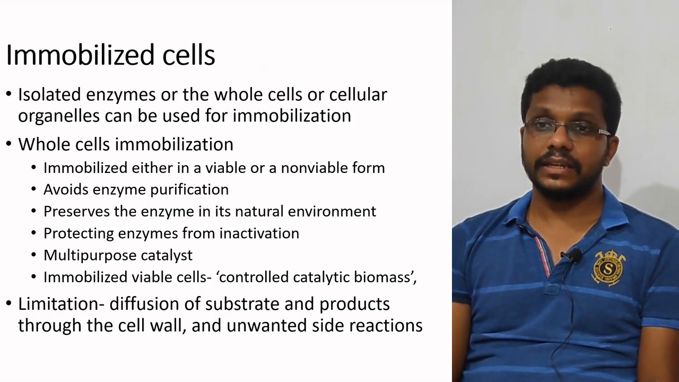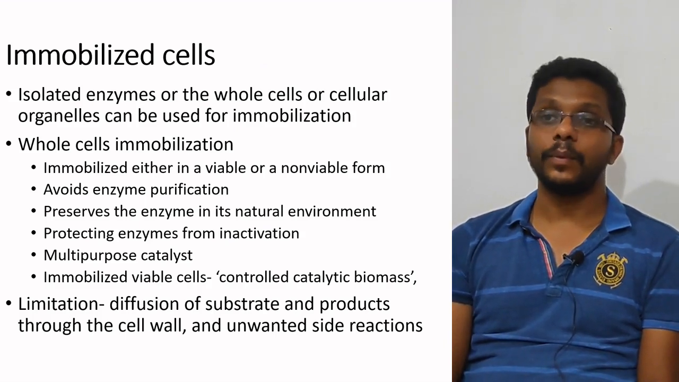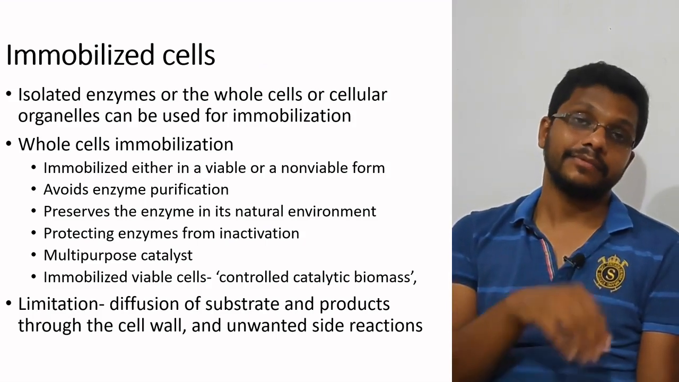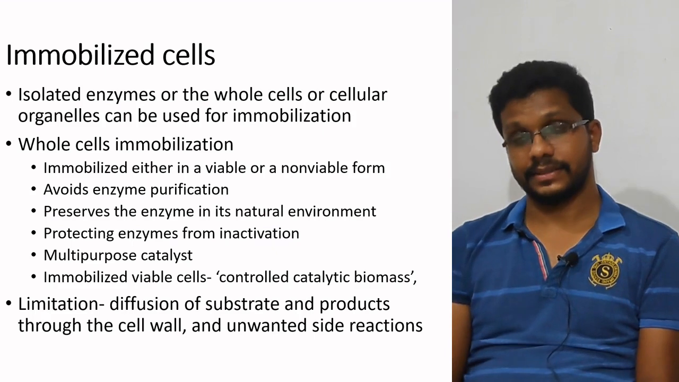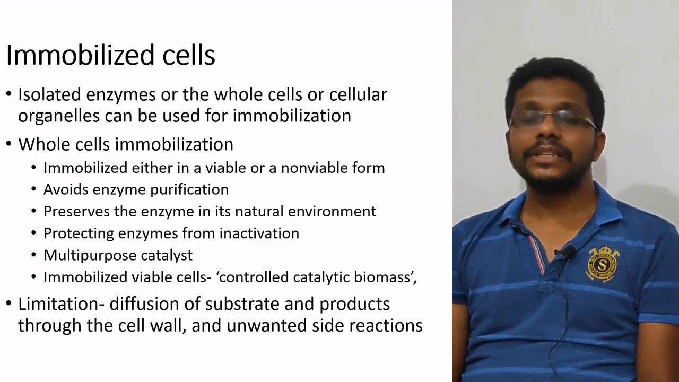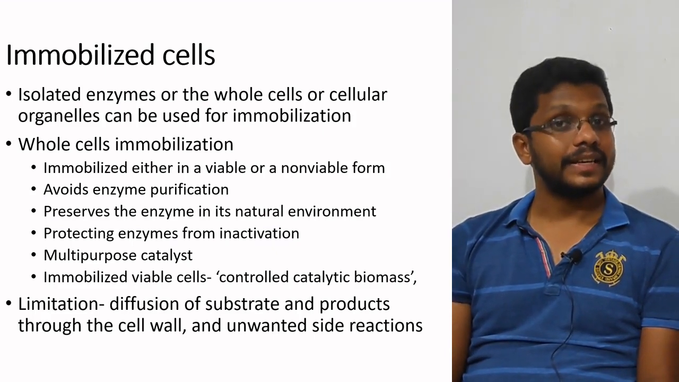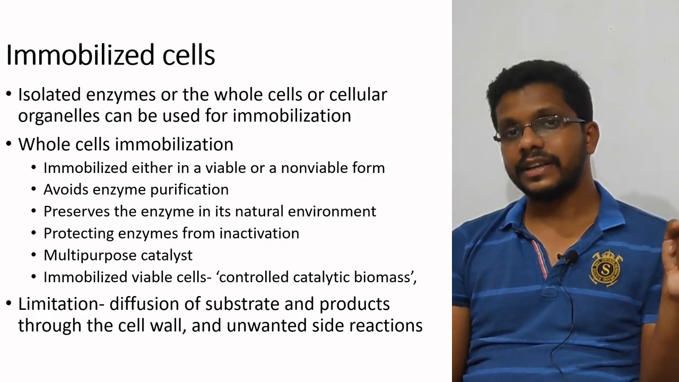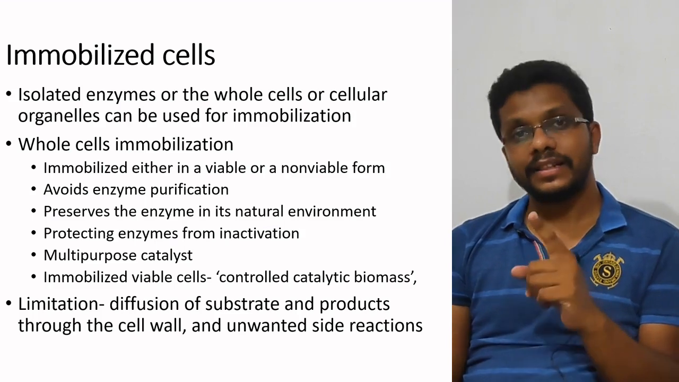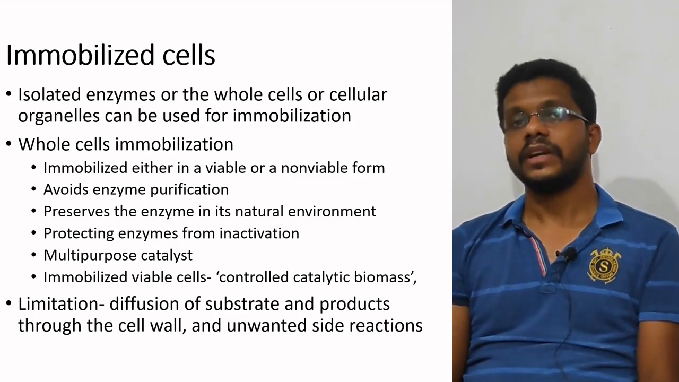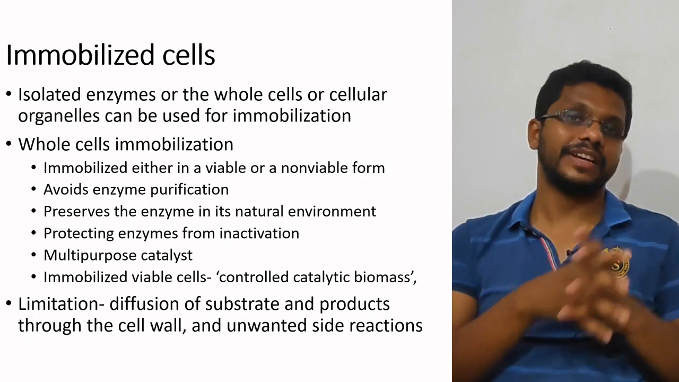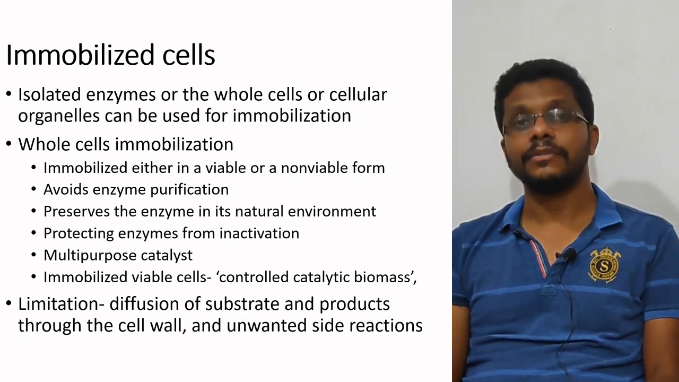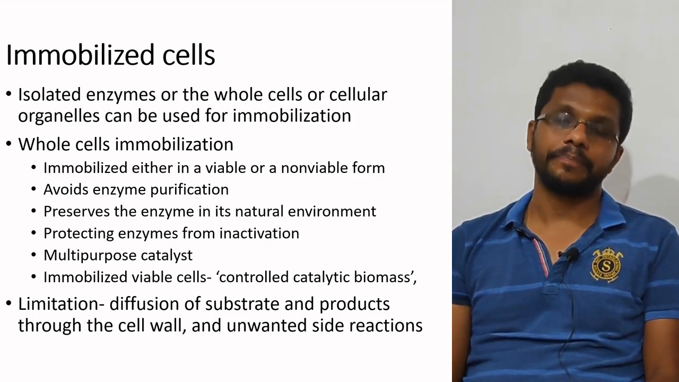Another immobilization method is the immobilization of cells. Instead of immobilizing enzyme, we can actually immobilize cells. The advantage of this method is that if you want to immobilize the enzyme, first we need to grow the cell, then isolate and purify the enzyme, and this purified enzyme is then immobilized. We can bypass this purification step by immobilizing the cell. The cell which is making the enzyme will be immobilized in a solid support medium.